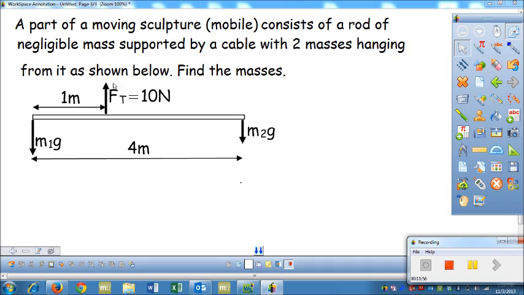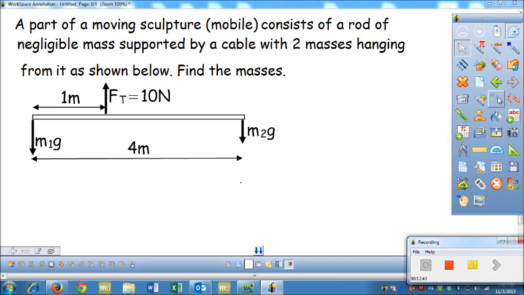Okay, so we have a tension on the cable going up at 10 newtons. We have M1G downward here, M2G going downward here. We're told the total length is 4 meters, and the distance from the left side to the tension cable is 1 meter. So why don't you go ahead and try to solve that problem? And you can pause this for now while you're solving it.